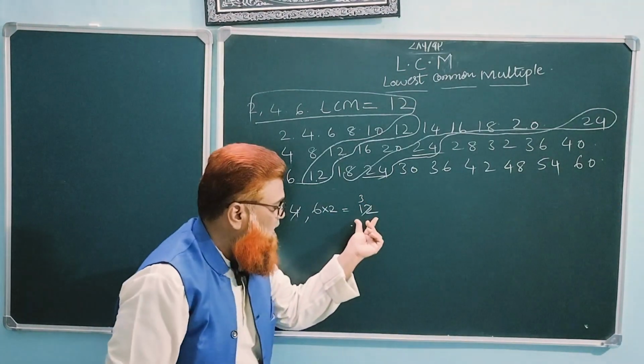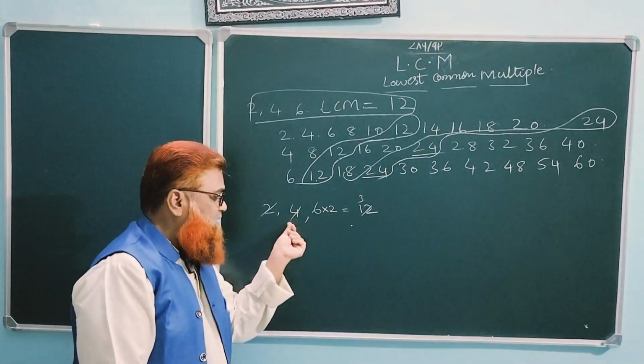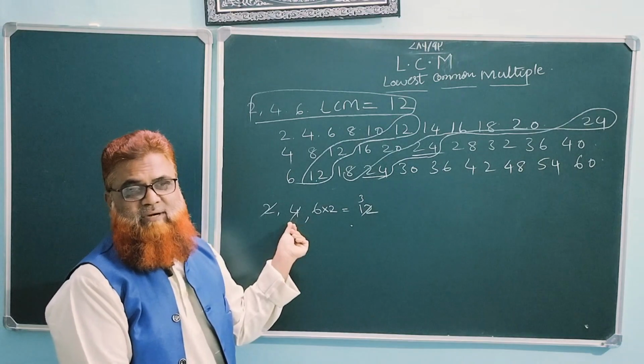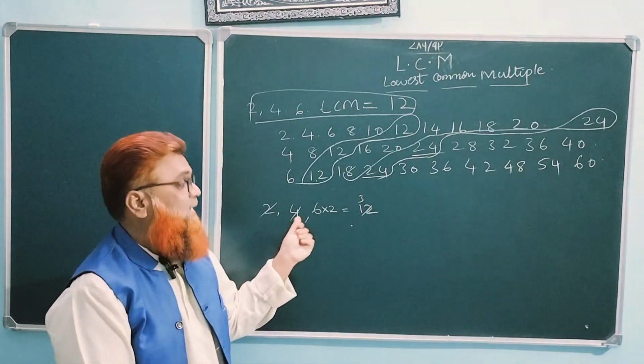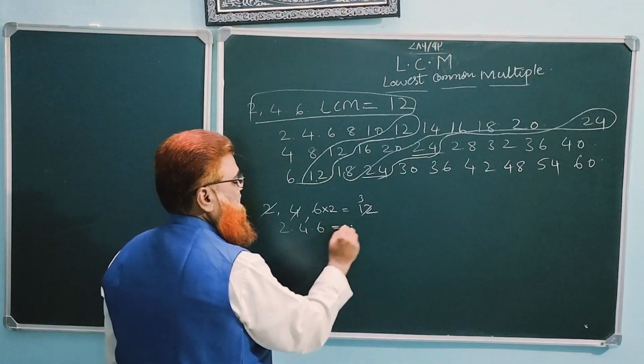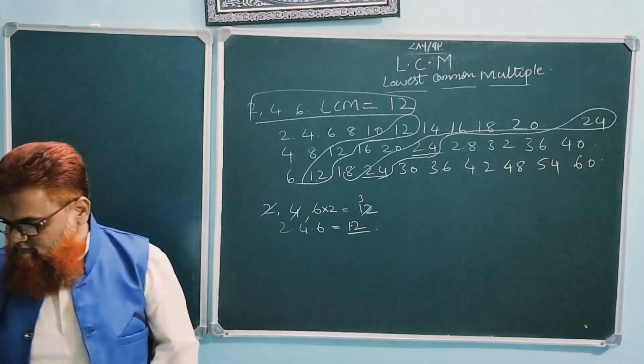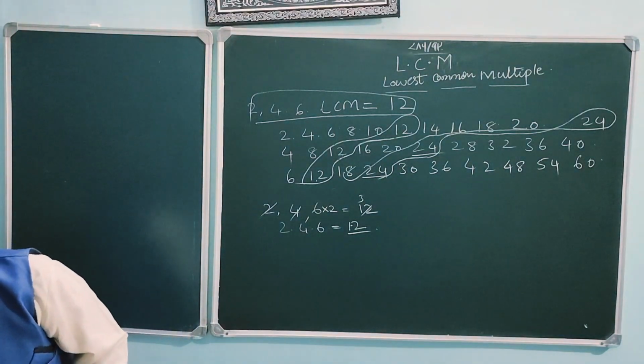So how did I get this one? I obtained this number by multiplying the 6 with the 2 and I tested whether it is divisible by 4 or not. Yes, therefore our LCM of 2, 4 and 6 is 12 according to the short tricks. Okay, according to the short tricks our LCM is this one.